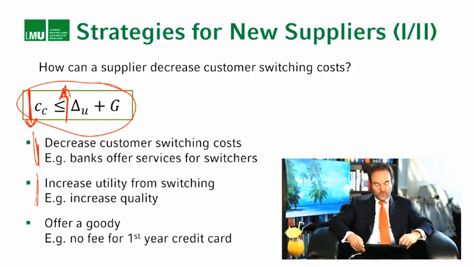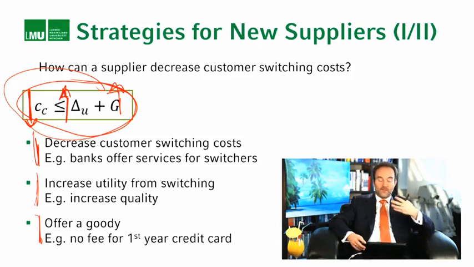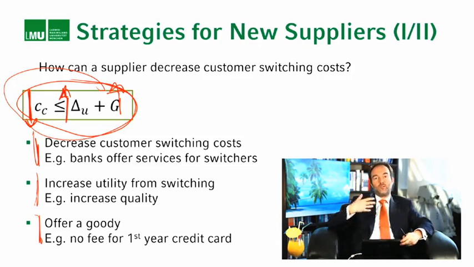And thirdly, you could offer a goodie, and that goodie is simply there to break the deal or to clinch the deal, right? So you could offer a goodie such as, for example, charging no fee for the first year when using a credit card. So this again would mean that this inequality is more likely to be met.